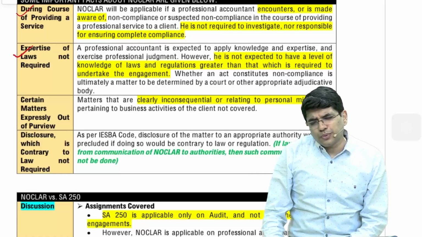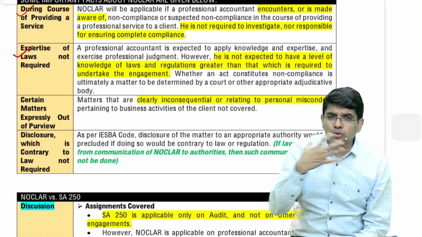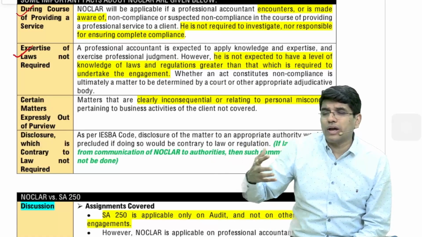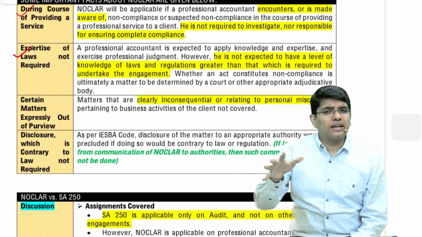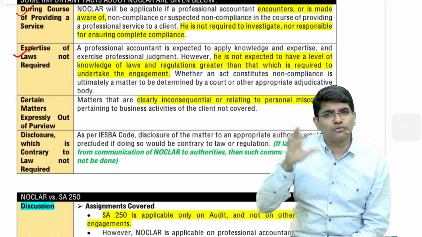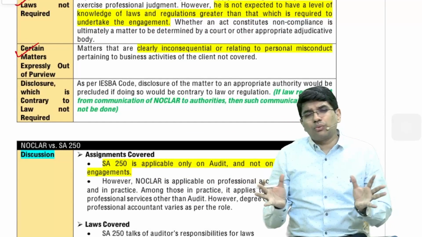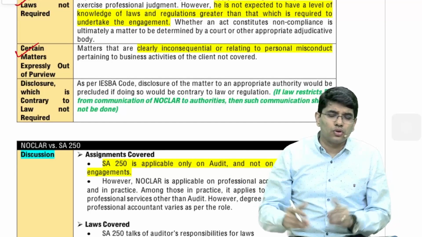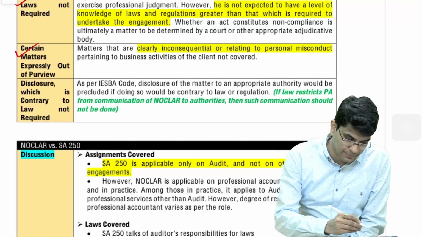Chartered accountant is not supposed to have expertise of the law also. To follow NOCLAR, to apply NOCLAR, he's not supposed to have extraordinary expertise of the law. To have a reasonable understanding of the laws, to understand the effect on the business and the financial statement, that will be sufficient. Certain matters, inconsequential, immaterial matters are not covered in NOCLAR. No need to apply NOCLAR for that. And personal misconduct, no need to apply NOCLAR again.